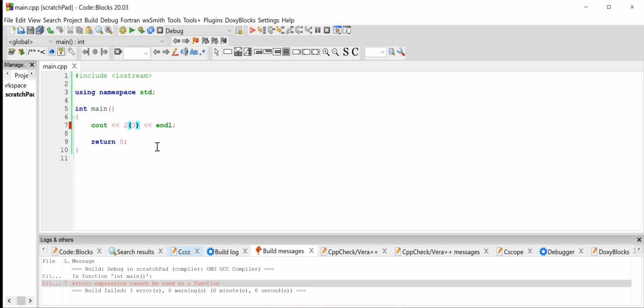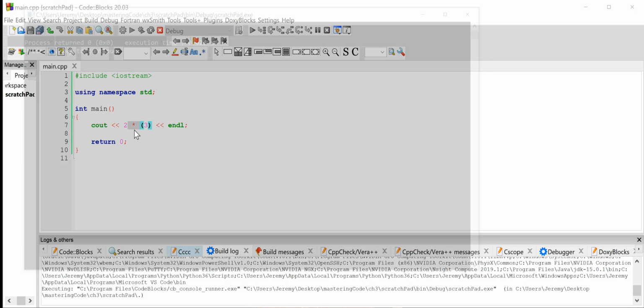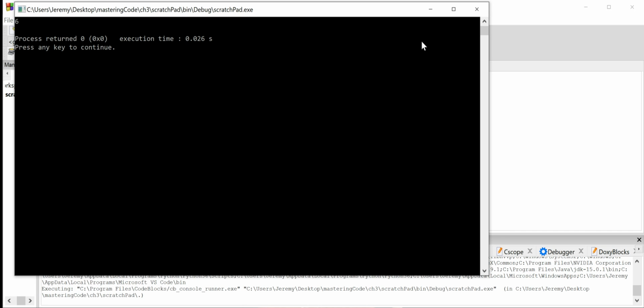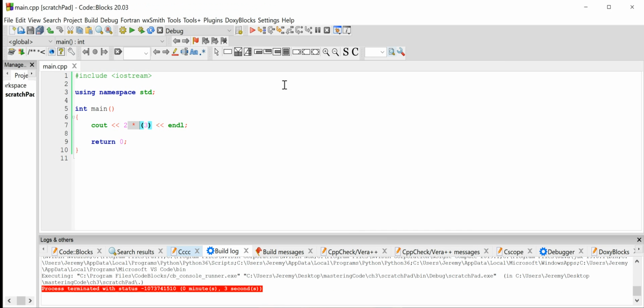Well, to clear this up, all we need to do is use our star operator for multiplication and explicitly multiply these things. And so when we run this again, there is our expected 6 for our 2 times 3.